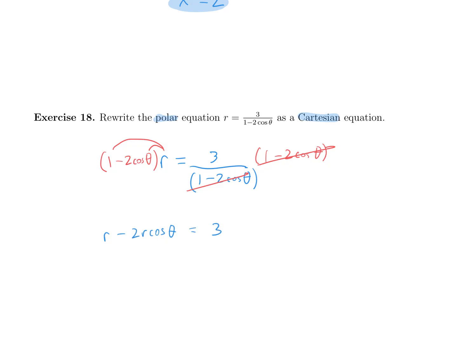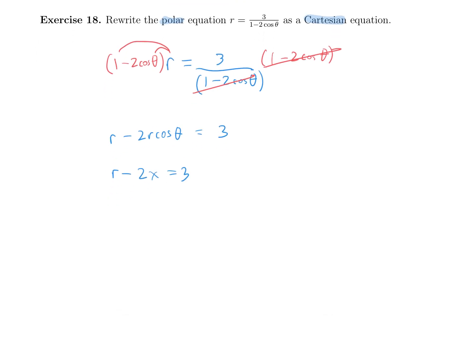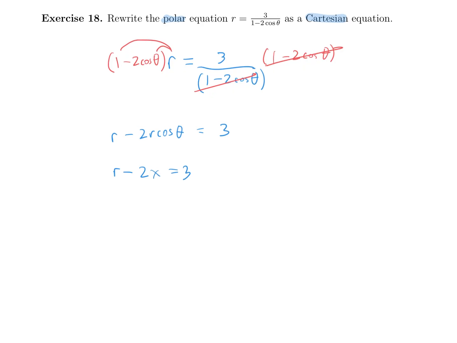All right, and hopefully you guys see the opportunity to substitute out r cos theta once again. You should know that that is an x. That becomes x, so now we have r minus 2x equals 3. So we're getting closer. So at this point, we don't really have an equation for r. We have an equation for r squared, but there's no square here, so we can't use the r squared equals x squared plus y squared formula unless we get creative. And by that, I mean add 2x to both sides. And so now we have r equals 2x plus 3.